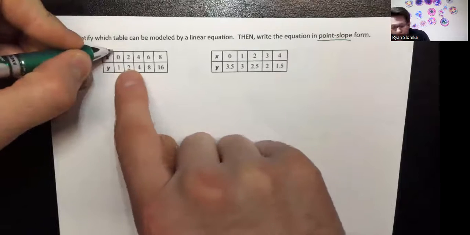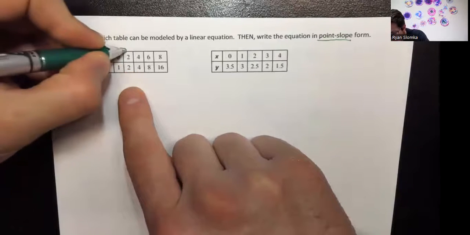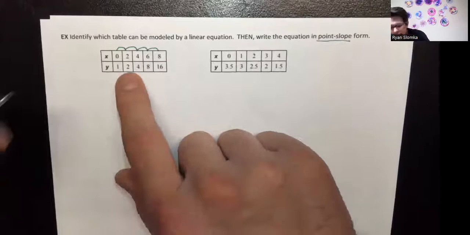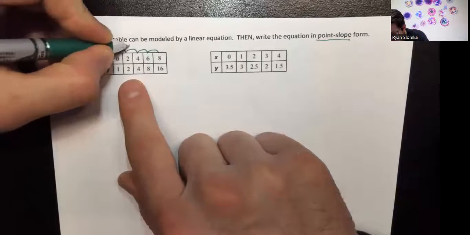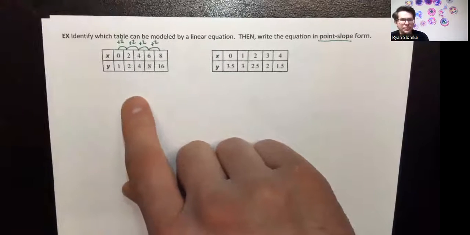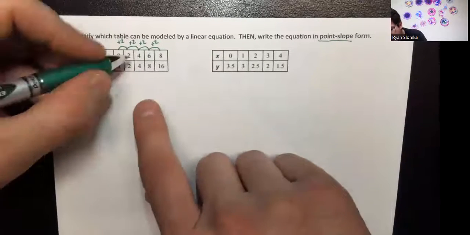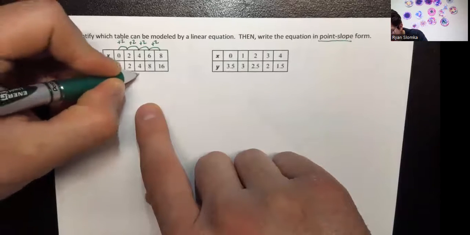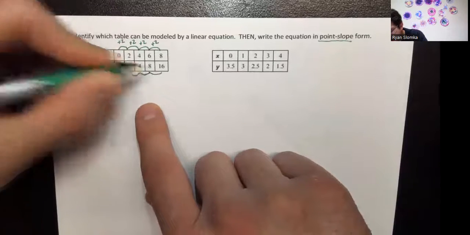As I am kind of bumping along my x values right here, I want to see if I can pick up on what pattern is happening. And these ones all look like they're adding 2 each time. It's a really great pattern, and it looks like it's consistent. Down here in the bottom, there also looks like there is a pattern, but we need to see if we can break it down a little bit.